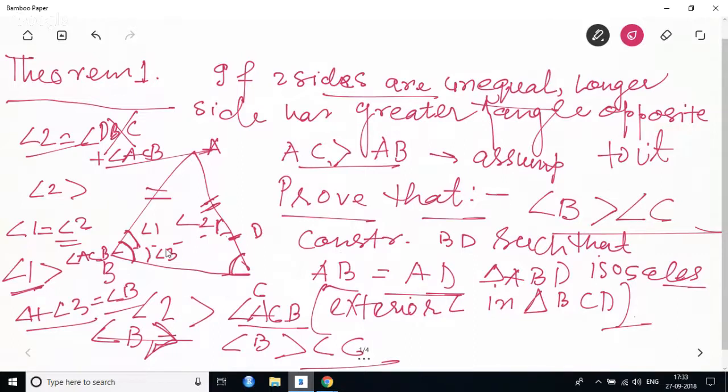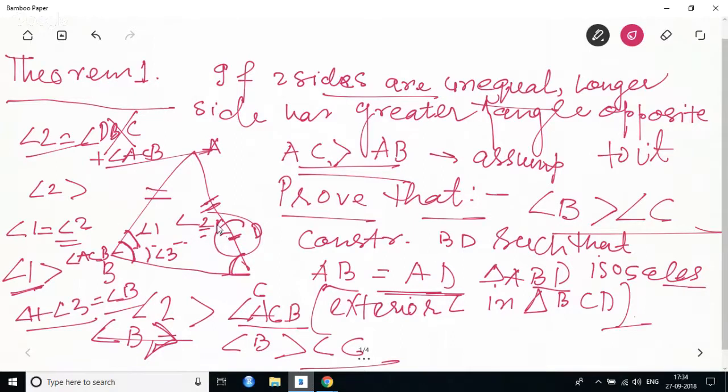So in this case, what I did, I'll revise it for you. What I did was, I assumed that AC is greater than AB. If AC is greater than AB, in that particular scenario, I construct a line BD which is on line AC. The objective of constructing this line BD is that I can make an isosceles triangle, and AB and AD I am making equal, and that is an isosceles triangle. So I am putting angle 1 is equal to angle 2.